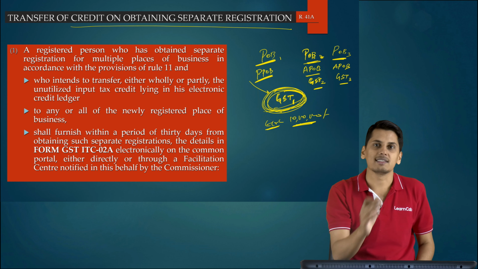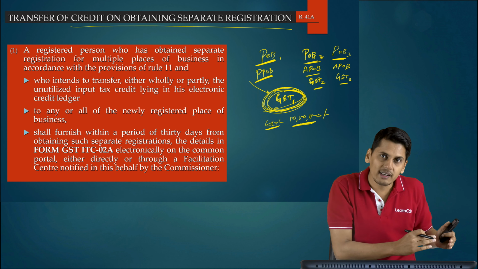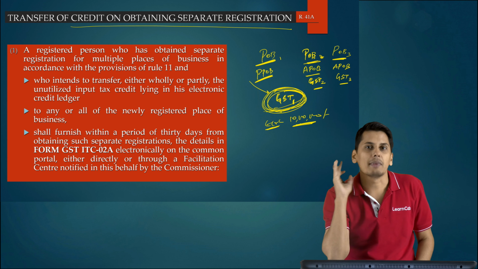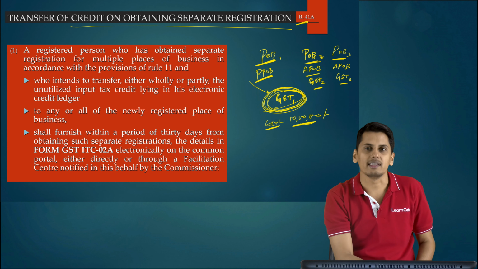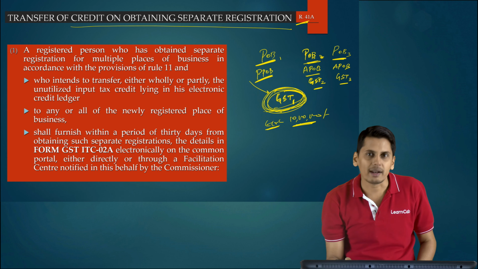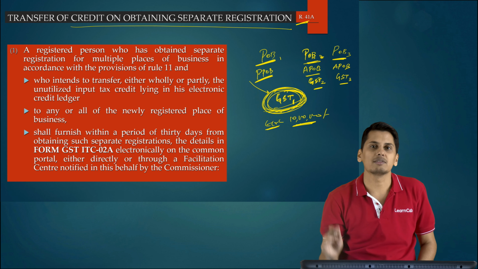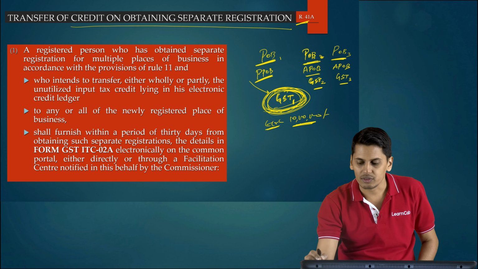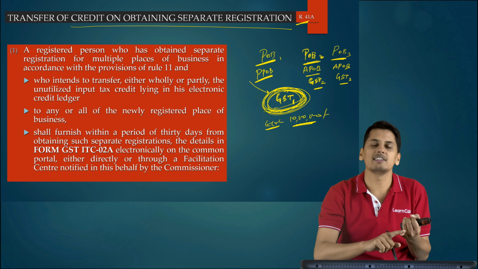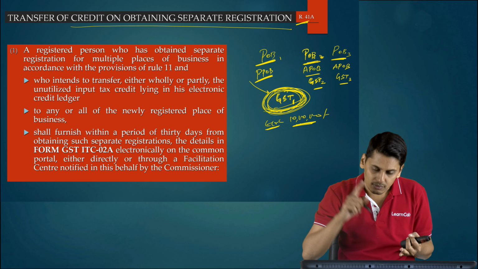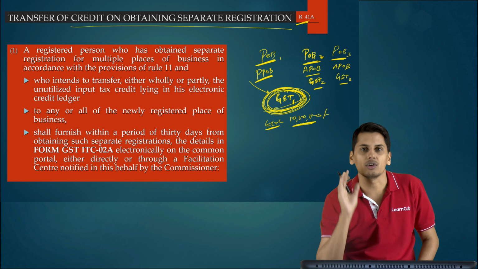So in case of demerger and sale, the transfer from the electronic credit ledger of the old entity to the new entity was mandatory. However, in this case, rule number 41A, which is newly being inserted, the transfer is not mandatory. If you want, you can shift the electronic credit ledger's balance from this GST number to both these GST numbers. It is at your option. Taking additional registration is your option. Transferring the credit from the old entity to the newly registered GST numbers is again at your option.